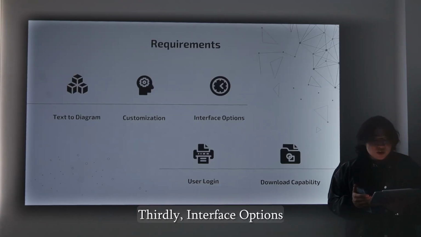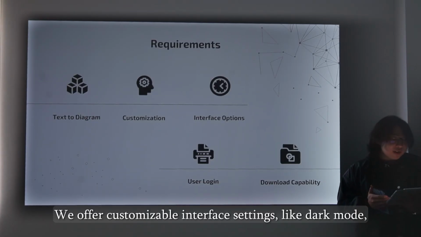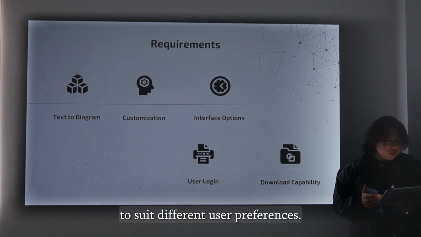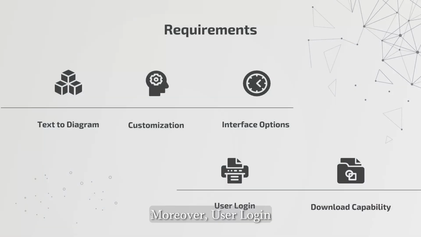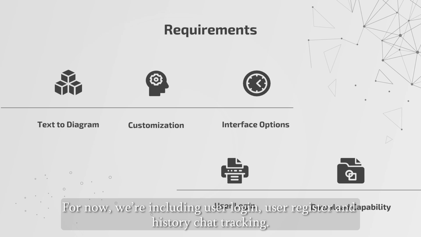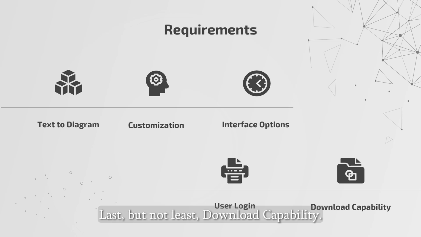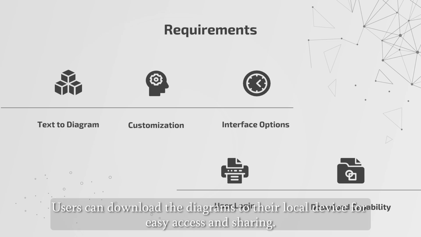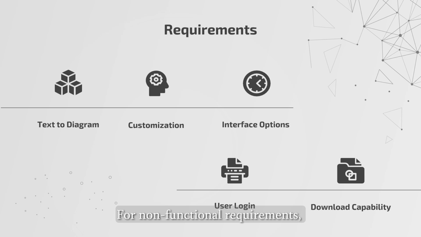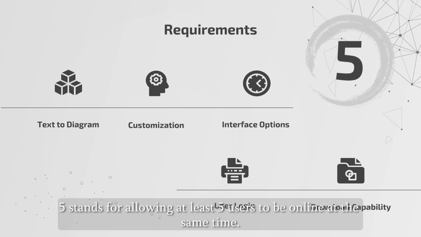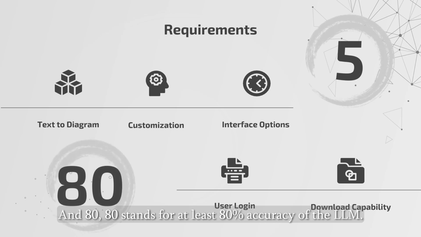Thirdly, interface options. We offer customizable interface settings like dark mode to suit different user preferences. Moreover, user login. For now, we are including user login, user register, and history chat tracking. Last but not least, download capability. Users can download the diagrams to their local device for easy access and sharing. For non-technical requirements, 5 stands for allowing at least 5 users to be online at the same time, and 80 stands for at least 80% accuracy of large language model.